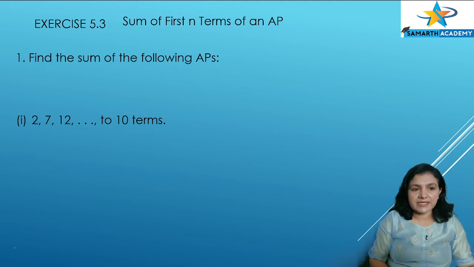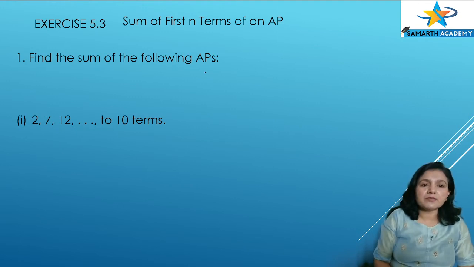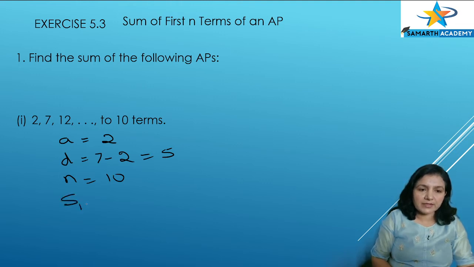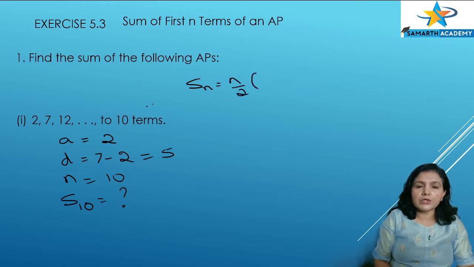Let's go for exercise 5.3. Find the sum of the following APs. Here let's write what is given. The first term is a equal to 2. Common difference is second term minus first term, that is 5, and n is equal to 10. So we have to find the sum up to 10 terms, so S10 is equal to question mark. We will use the formula Sn equals n by 2 (2a plus (n minus 1) into d), as the last term is not given.